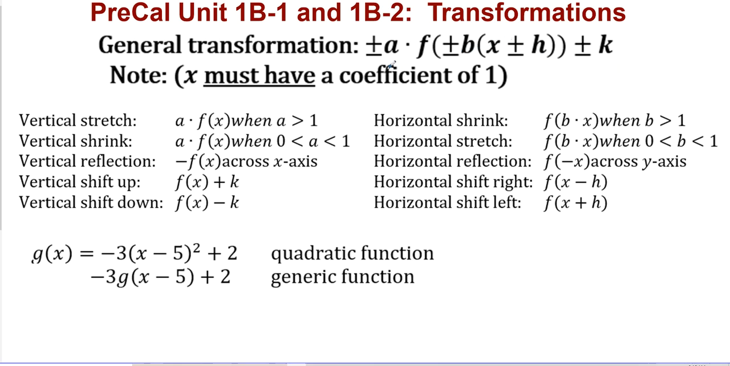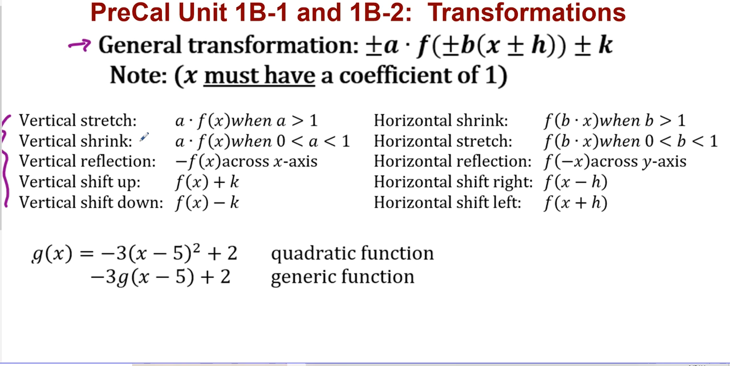And again, a lot of this is a review from your previous courses. And hopefully you do have those parent functions down, because otherwise it's going to start getting really bumpy from here on out. So what we have is a general transformation rule where we have plus or minus a times f of plus or minus b, x plus or minus h, parentheses plus or minus k. And all these do something distinct to the graph. So let's go ahead and run through these real quick. I'll give this to you as a handout in class.